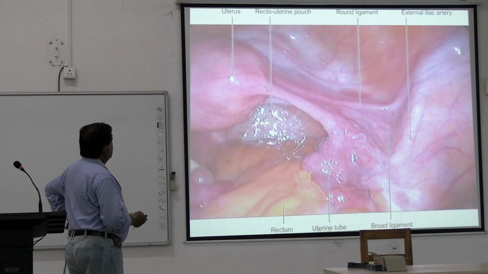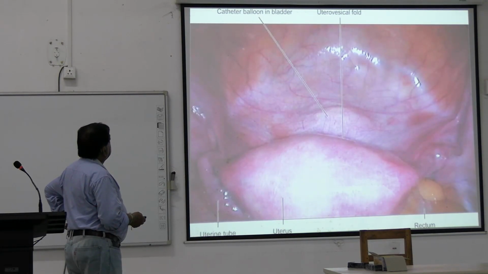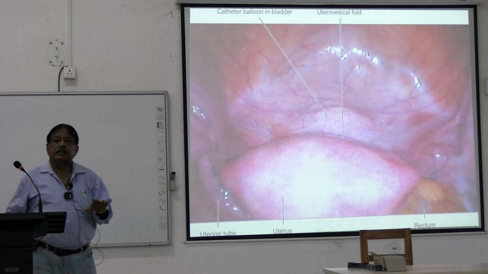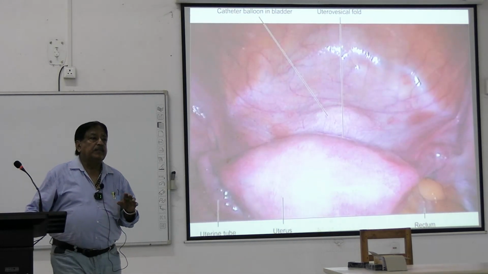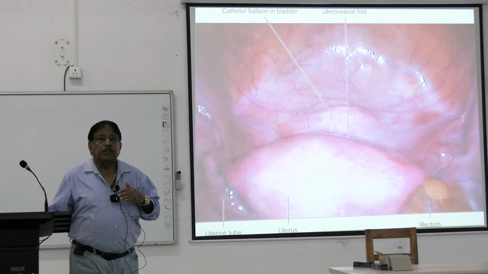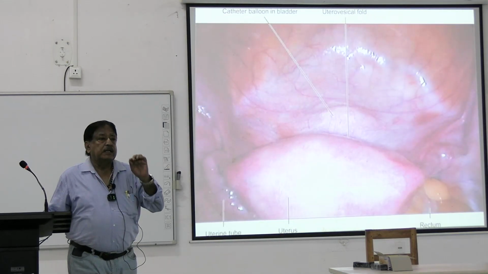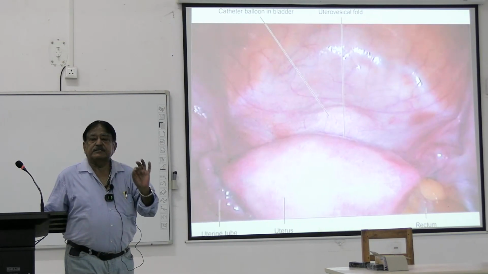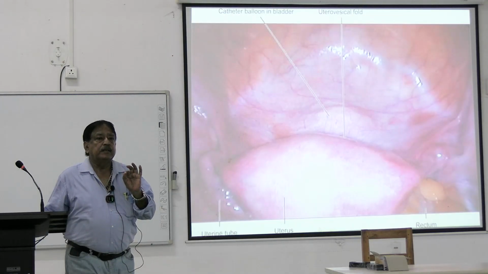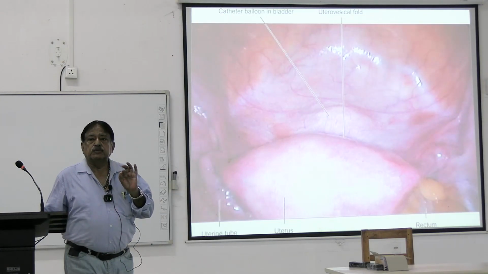This is again a laparoscopic picture. Catheter, this is the balloon, this is the catheter. Because in any operation on the uterus, any operation for prolapse, Foley's catheter is put into the bladder, through the urethra.